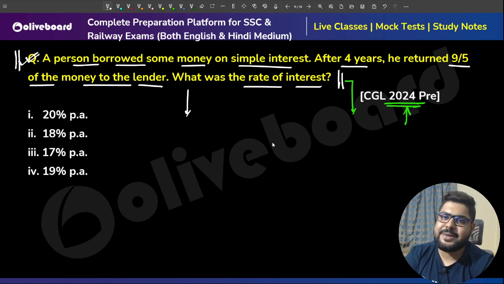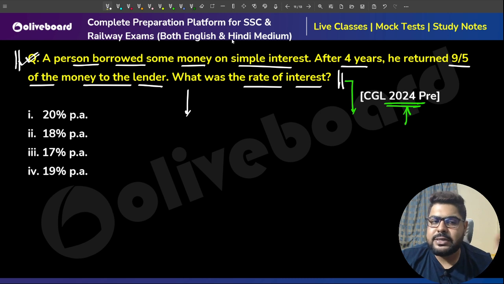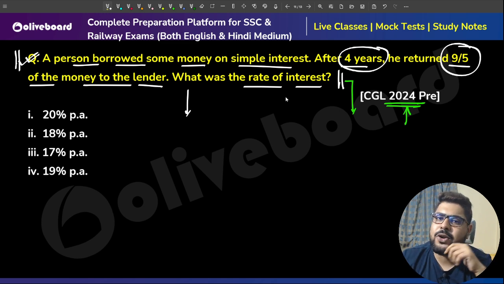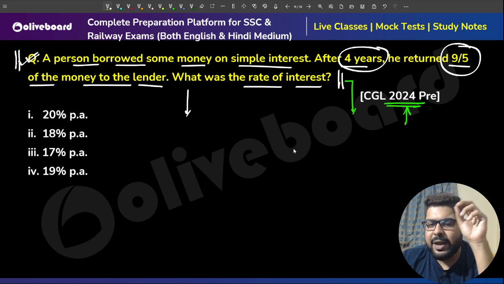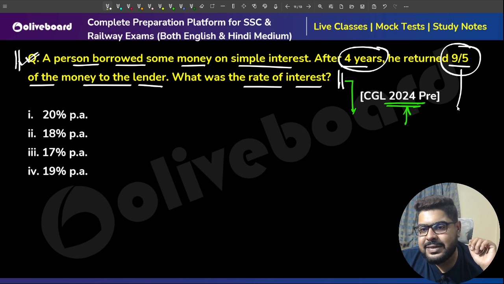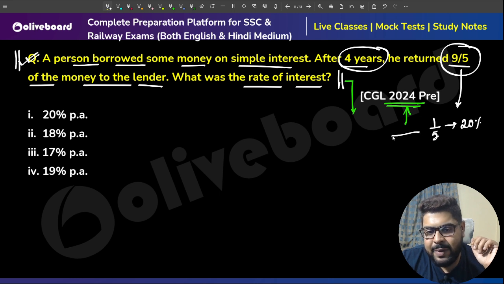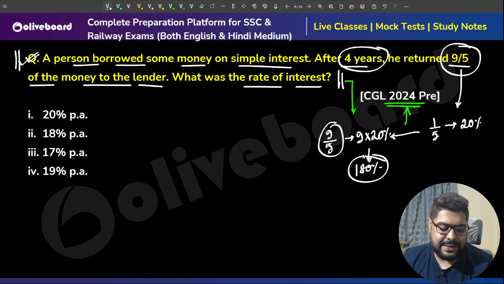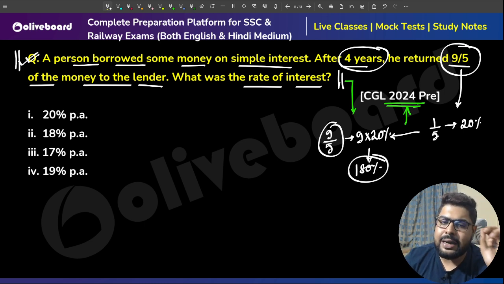Coming back to our last question of the day, a person borrowed some money on simple interest. After 4 years, he returned 9 by 5 parts of the money back to the lender. Sir, 9 by 5 parts, what does it mean? Sir, in terms of percentage, we all know 1 by 5 is 20%. So by extension, 9 by 5 will be 9 times 20%. That is, sir, 180%. Can I say this is 180%?